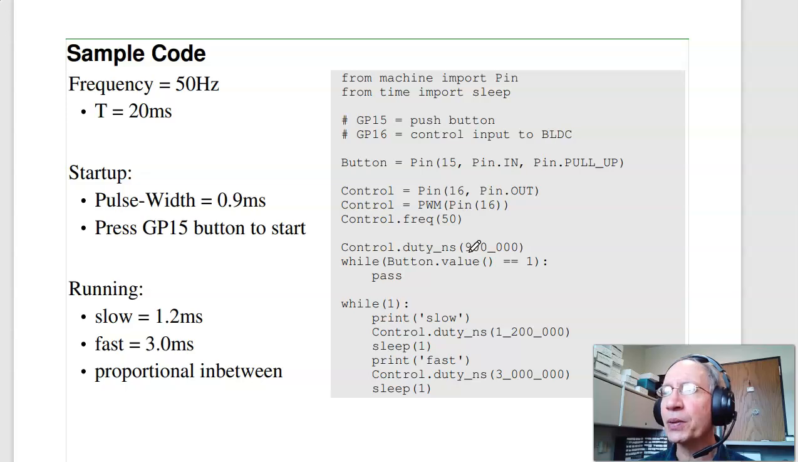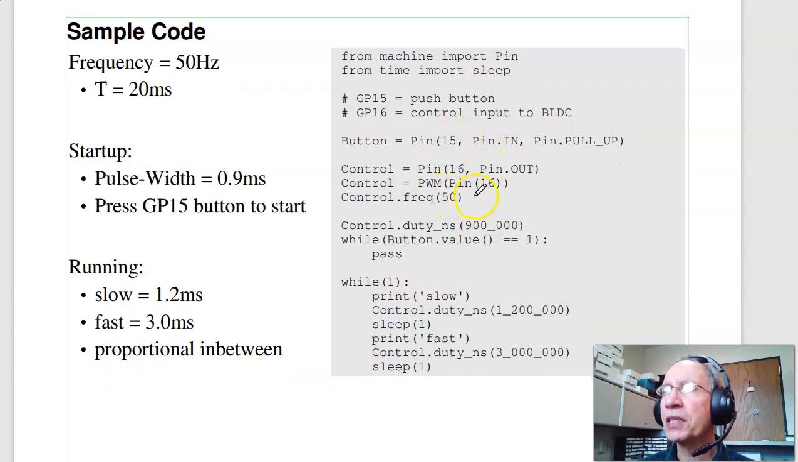So here's some sample code. I'm going to set the frequency to 50 Hz, PWM signal. I'm going to set the pulse width to 900 microseconds, or 900,000 nanoseconds. Wait for me to hit a button. When I hit the button, it's then going to enter this code and either go slow or fast. So kind of seeing how that works.